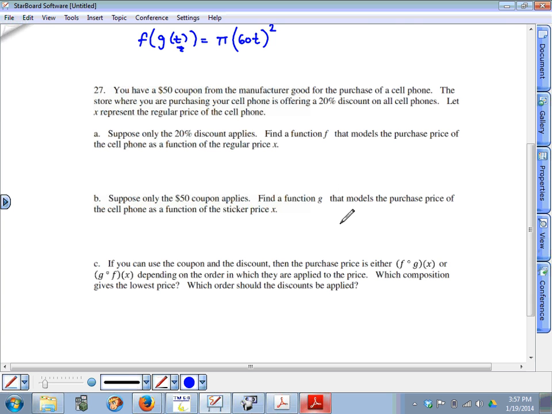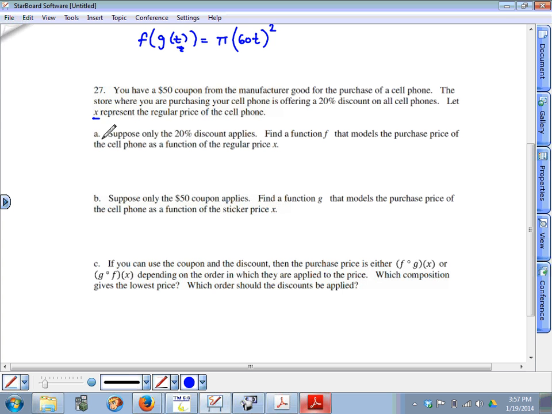Okay, 27. There's a $50 off coupon, and then there's also a 20% discount. And x is representing the normal price of the cell phone.